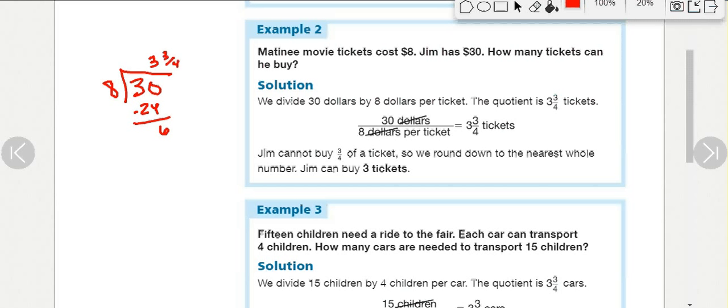So can you buy 3/4 of a movie or a ticket? No. So do we round up or do we round down? Read this again. We're going to round down because if you don't have enough, you don't get the ticket at all. So we only can get the 3 tickets. All right, and they show how you do the labels here too, if that's helpful. But the big thing is to understand, do I round up, do I round down, do I round at all? How do I show it?